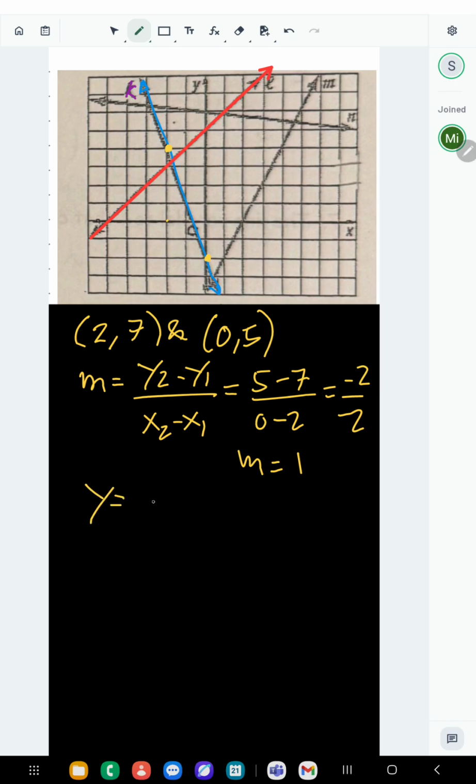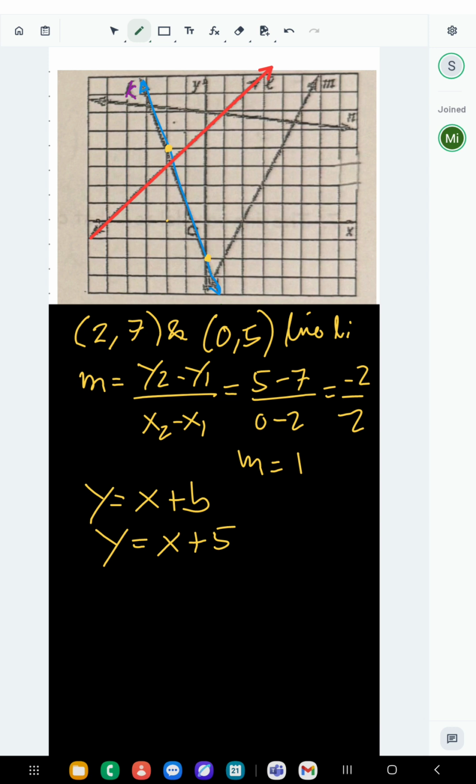Then y equals 1x or x plus b. So when x is 0, y is 5. So the y-intercept is 5. So our equation is just y equals x plus 5. Okay. Then we move on to perpendicular line. Oh, we should not delete this. This is for line L, right? Line L, because the question in number 15 is related to line L. Okay.